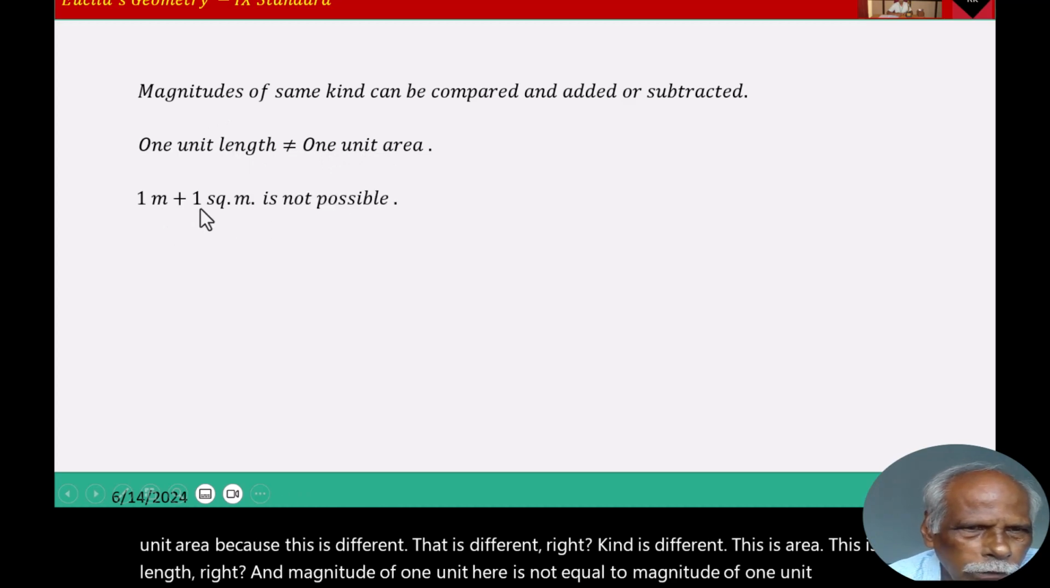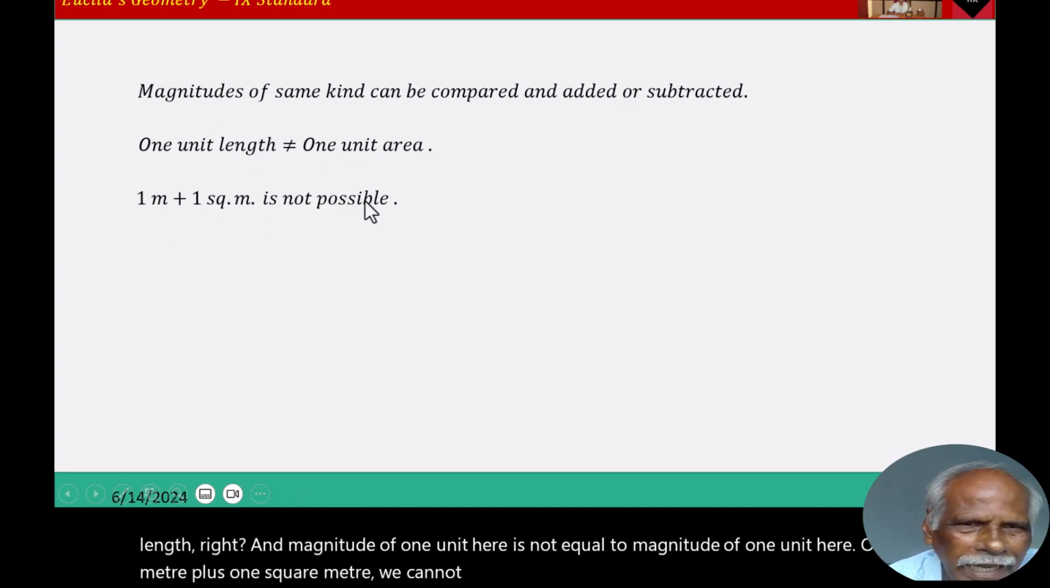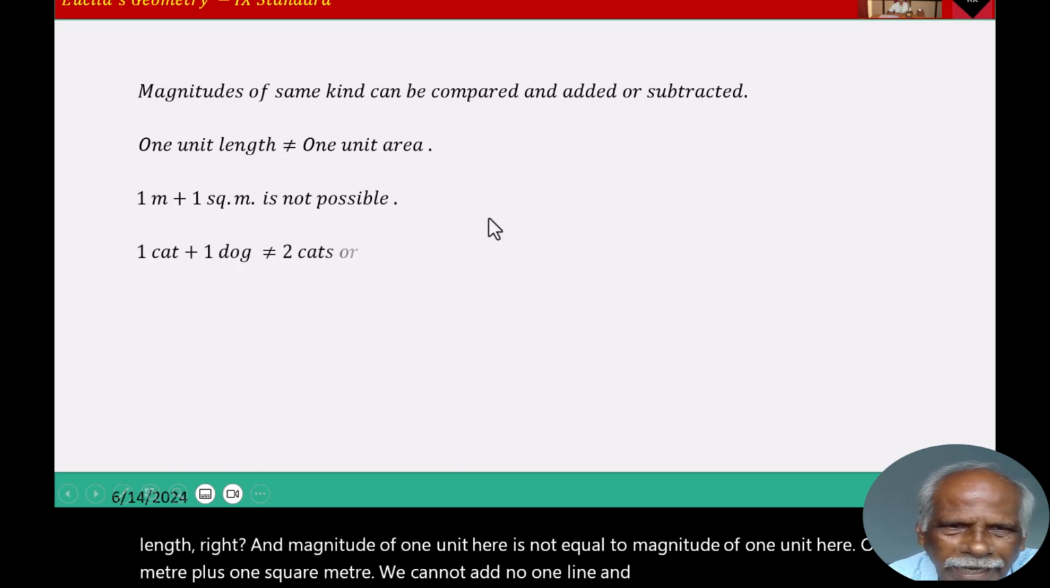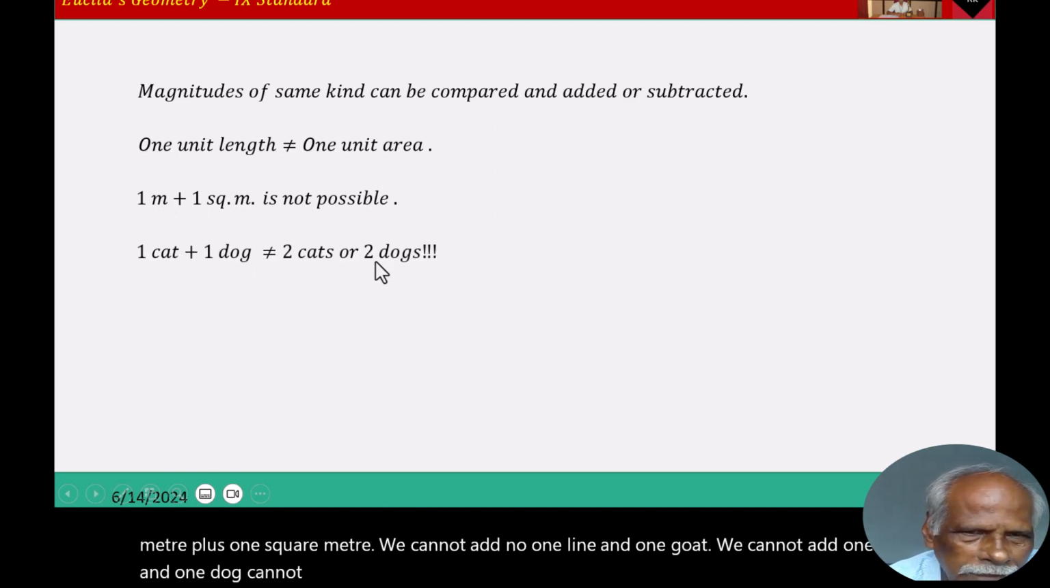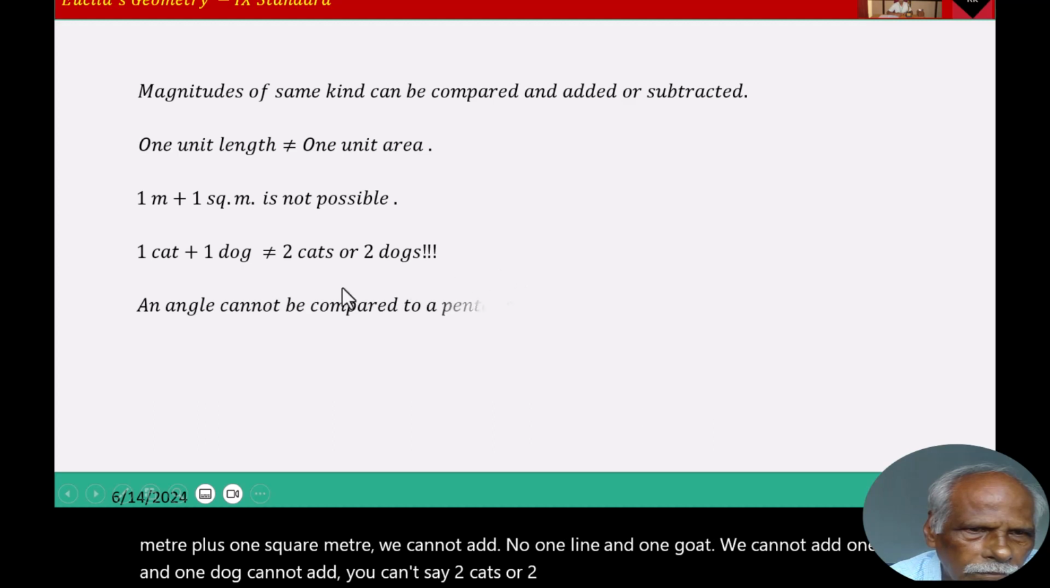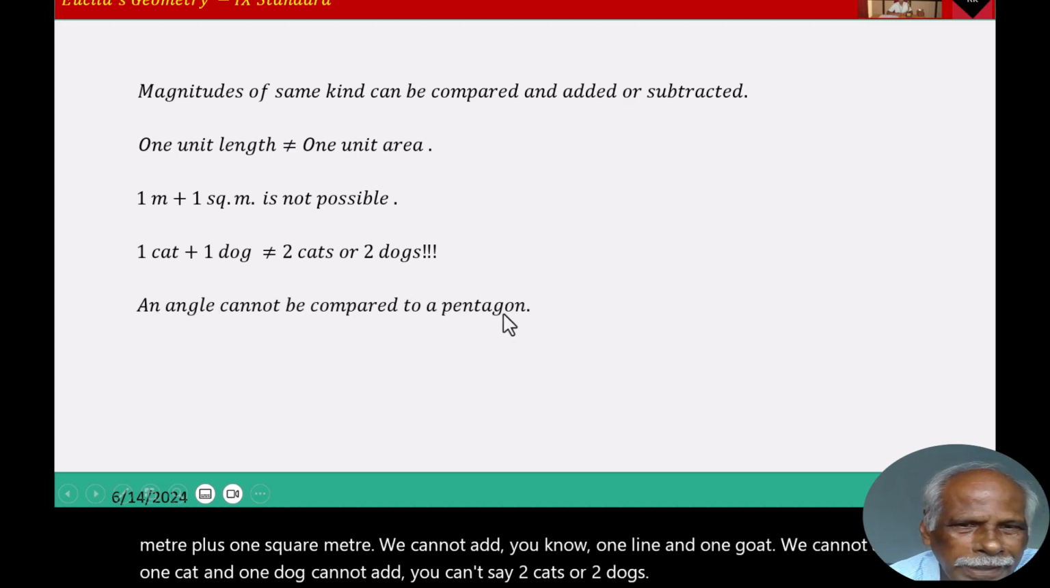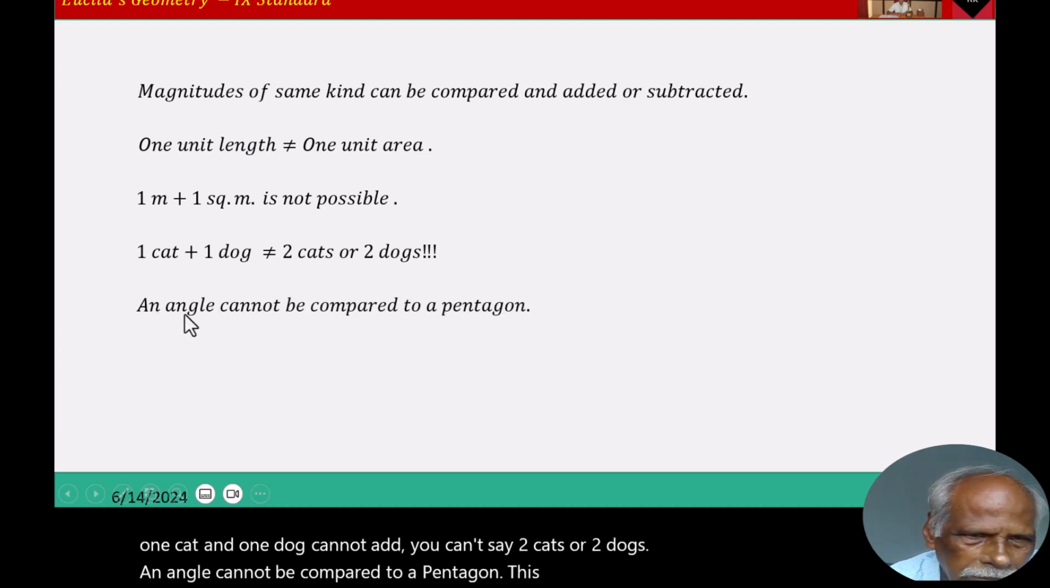1 meter plus 1 square meter, we cannot add. No? 1 lion and 1 goat, we cannot add. 1 cat and 1 dog cannot add. You can't say 2 cats or 2 dogs. Right? An angle cannot be compared to a pentagon. This is a shape, this is a measure.